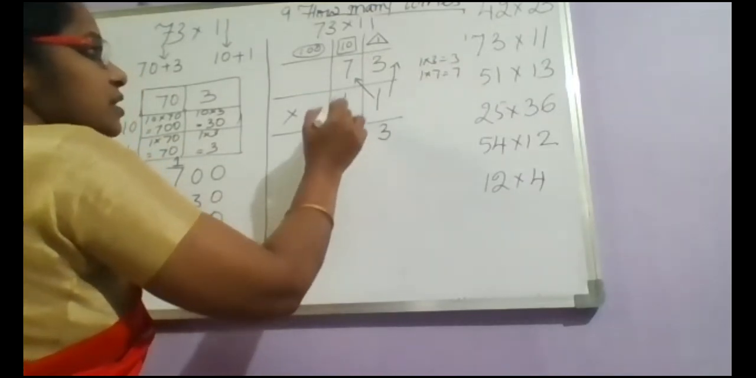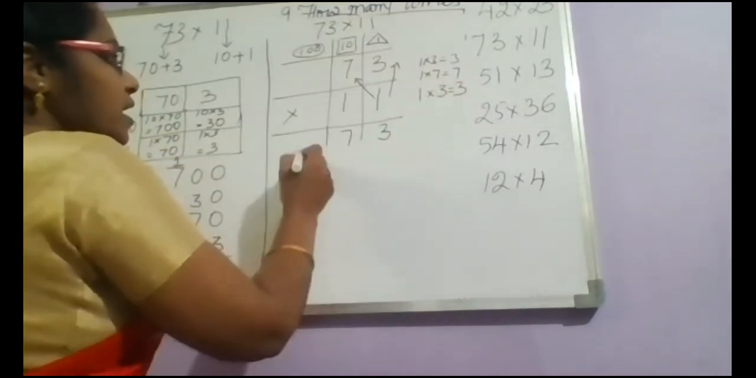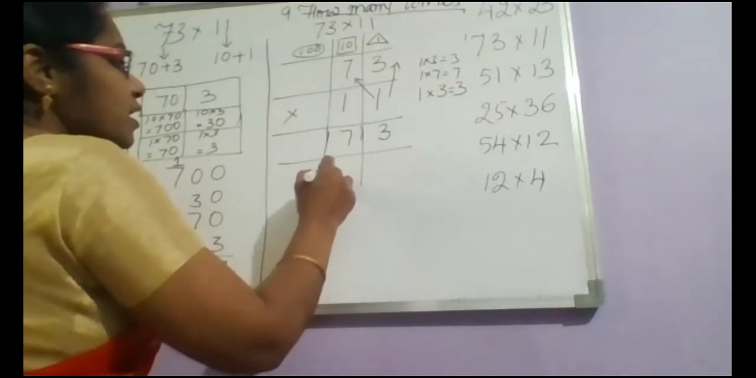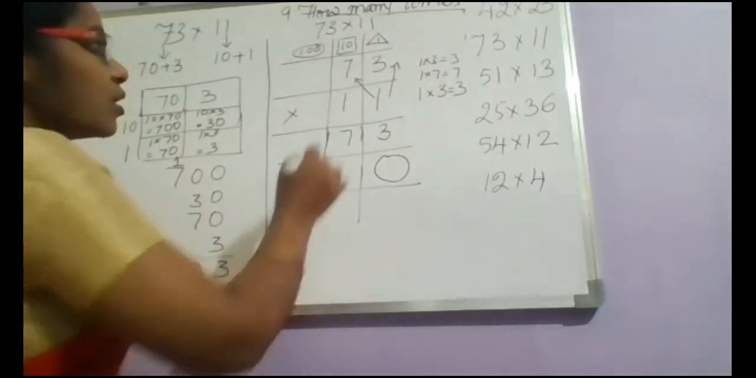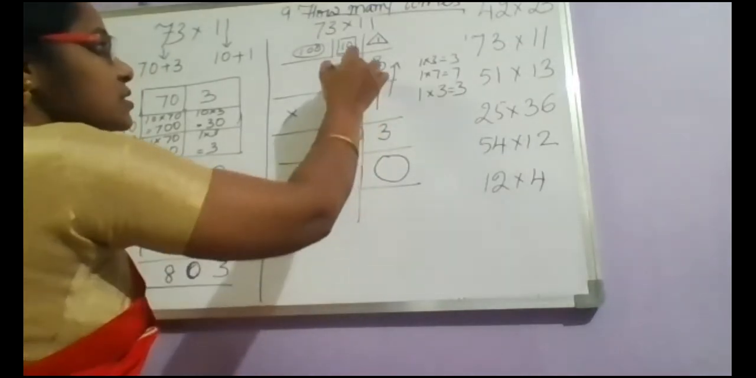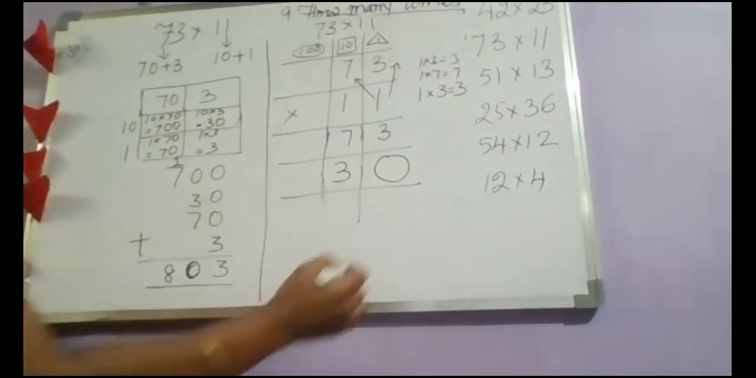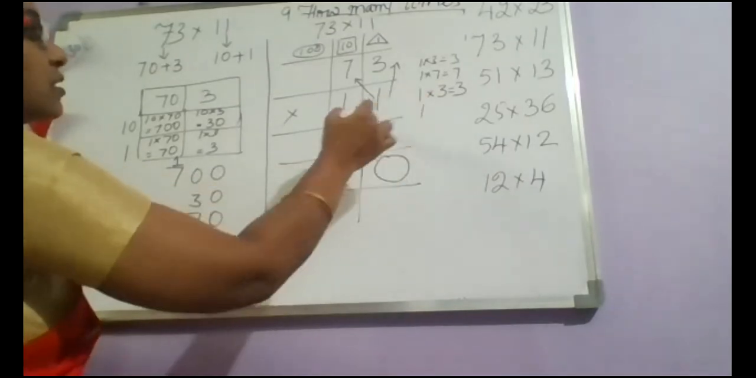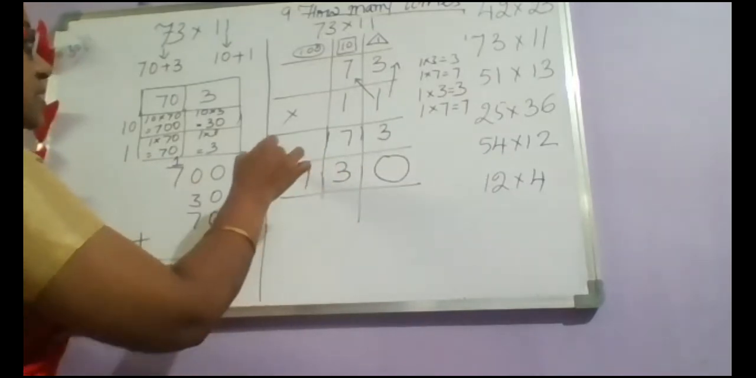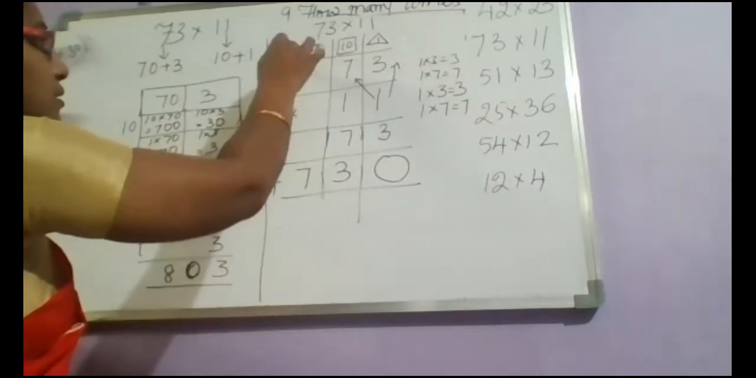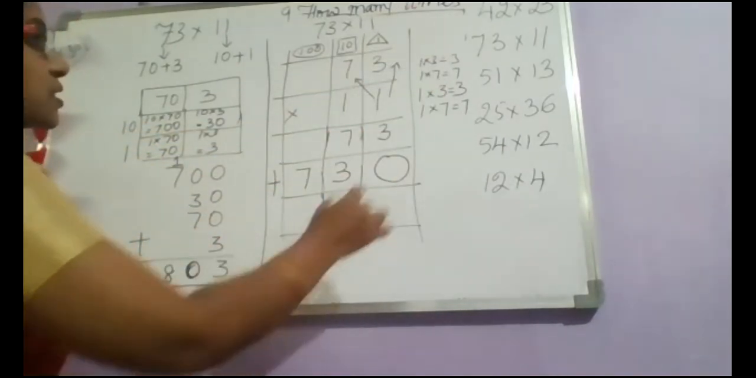Next, the number in tens. 1 into the number in ones, 3. 1 3s are 3. As I told you, as we are writing for tens, you should not write the answer in ones. You should place 0 here. Now 1 3s are 3. Next is this one with the number in tens. 1 7s are 7. So place 7 here and add all these. You'll get the answer. Let us check whether you get the same or not.